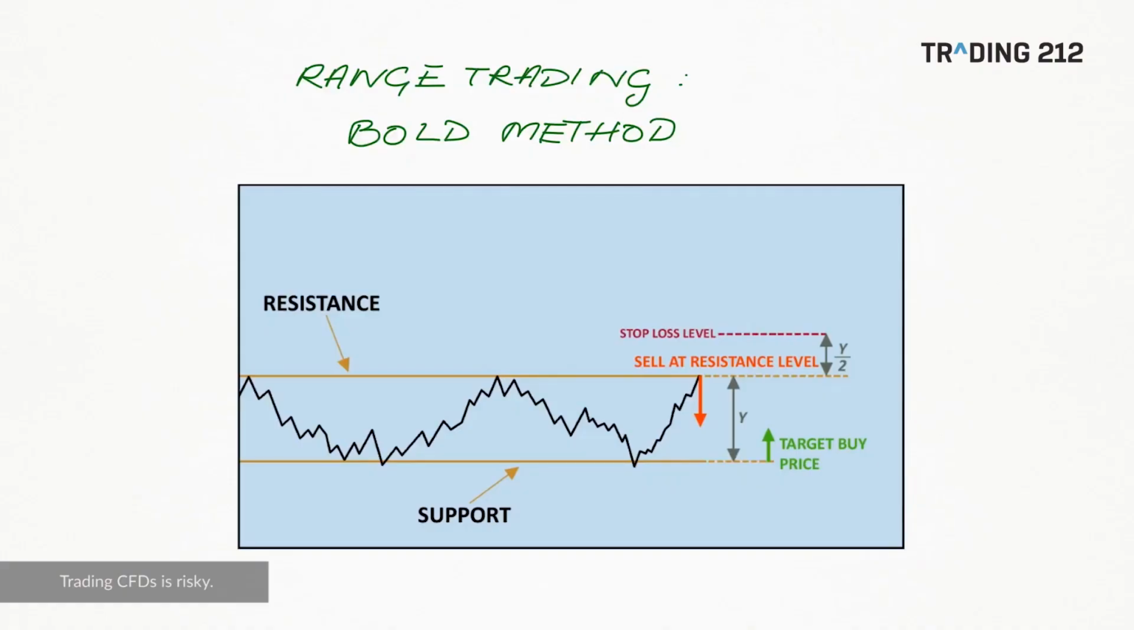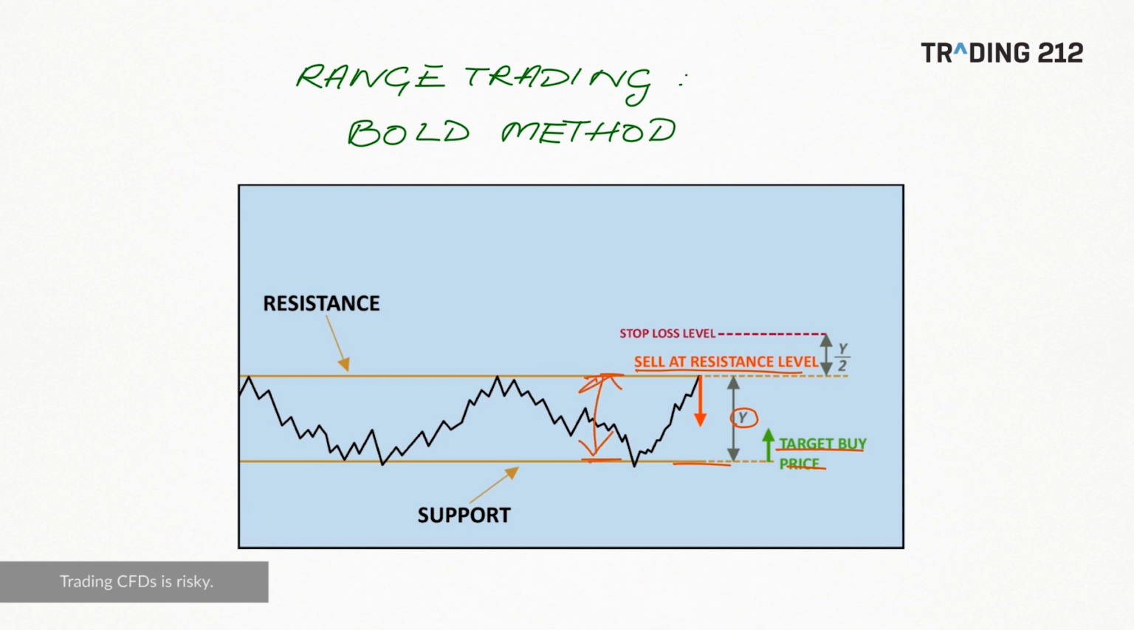So if we are selling at the resistance level and our target price is the support level, and of course this could be the other way round, you could be opening a position buying at support with a target at the resistance level, but either way your potential profit is this amount Y, which is the distance between the support and the resistance.